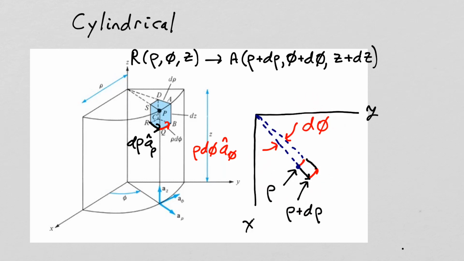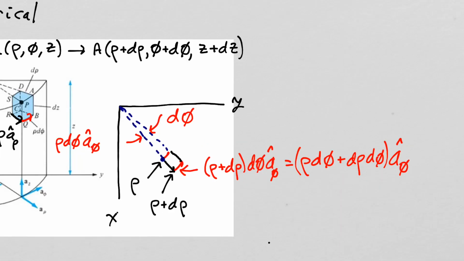Here is a view looking down on the top. So point R here is at this point with component value rho, and point Q here is at this point with component value rho plus d rho. So when phi changes by an amount d phi, we sweep out an arc length. This arc length here is really our radius, rho plus d rho, times the angle we're sweeping in radians, d phi. So here is this arc length, rho plus d rho times d phi.